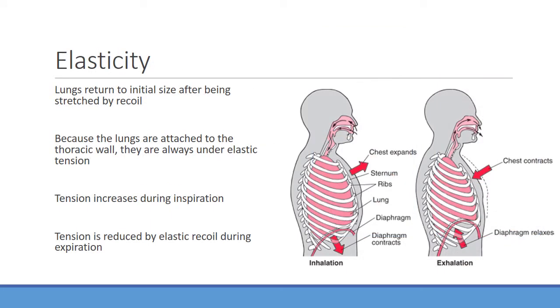There's also a high degree of elasticity in the chest cavity, so you're going to find that the lungs like to return to their initial size after being stretched, by that recoil, right? So after being stretched out, they're going to go back to their normal size. Notice they don't collapse completely because we have that intrapleural cavity there. We're going to have that surfactant that holds everything open for the most part. Because the lungs are attached to the thoracic wall, they're always under elastic tension. During inspiration, that tension increases as it pulls the lungs open, and then tension is reduced by that elastic recoil during expiration.